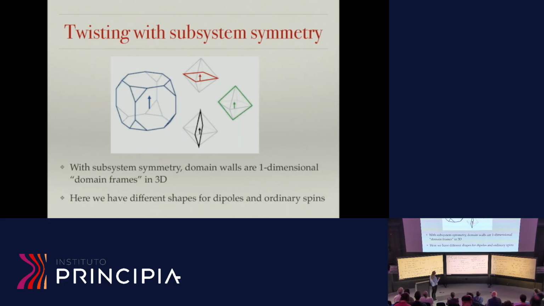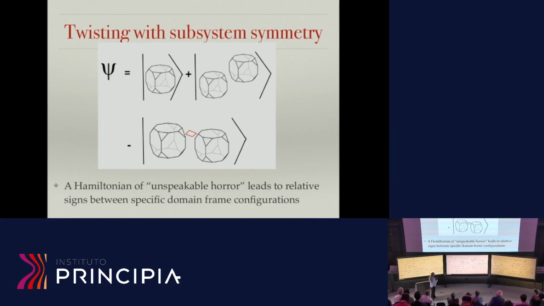When you have this kind of planar subsystem symmetry, you should think of it as taking everything down a dimension. Normally, if you had a spin model in 2D, your domain walls would be surfaces. But with subsystem symmetry, your domain walls have a line-like character, so we call them domain frames or domain cages. And in this model, you actually have two different kinds. For your ordinary spin, you have these blue cages, and then we have these little square cages for the dipoles. And there is a Hamiltonian that you can write down.